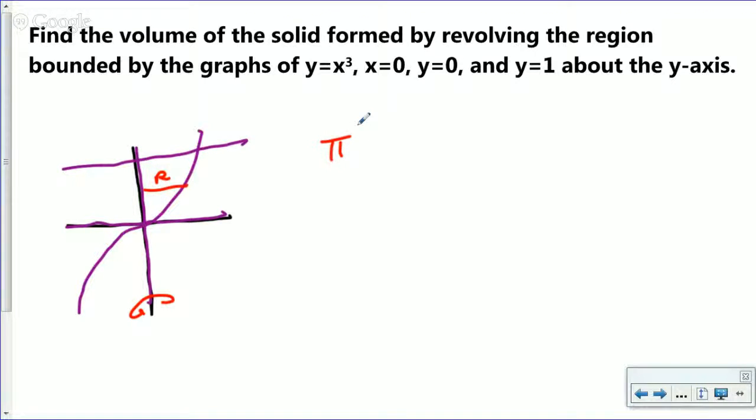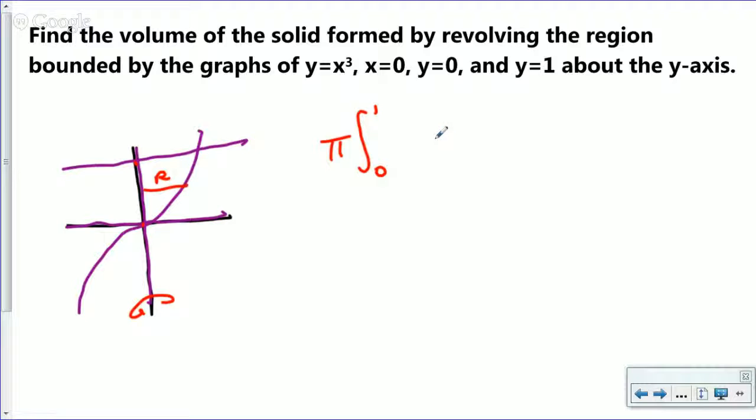Go to your formula. You're going to have pi times the integral, and are we going to have dy's or dx's this time? This time everything's going to be in terms of y, right? Because you have a vertical axis of revolution. So these guys need to be y values. So we're going to go from 0 to 1, y equals 0 to y equals 1. And then I want to take my radius squared.